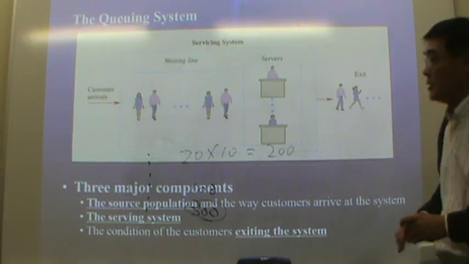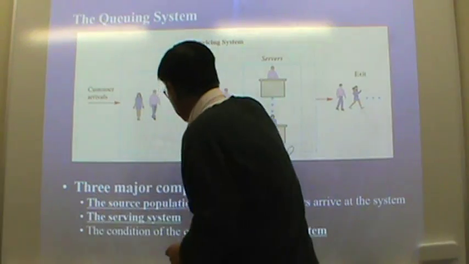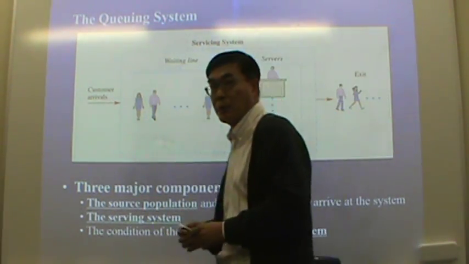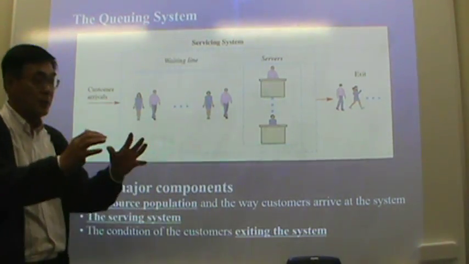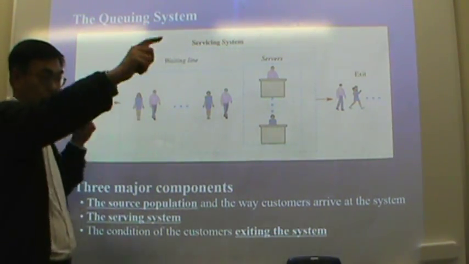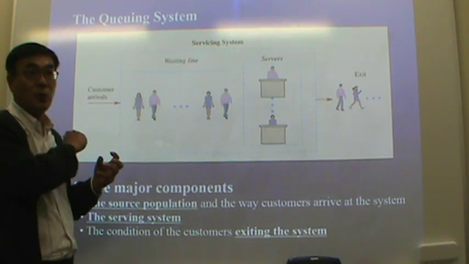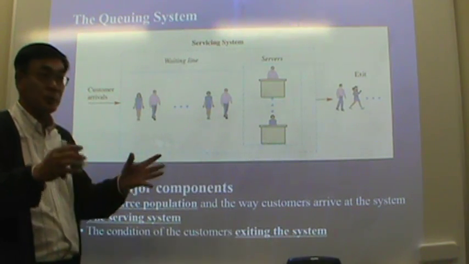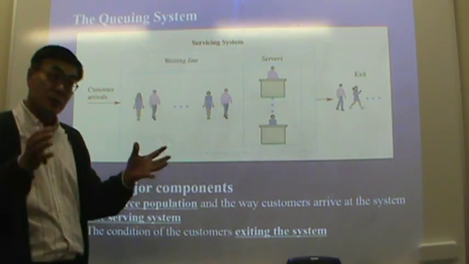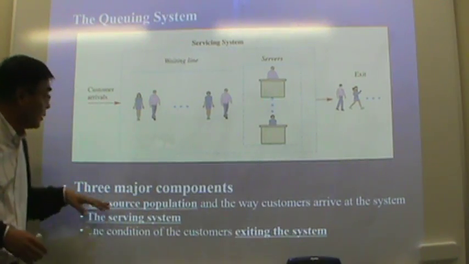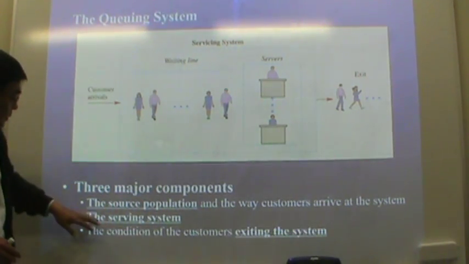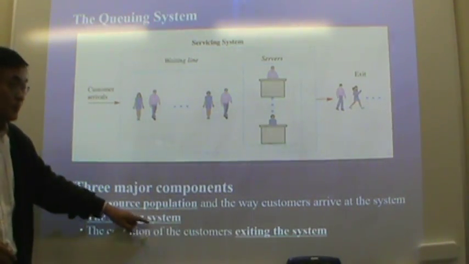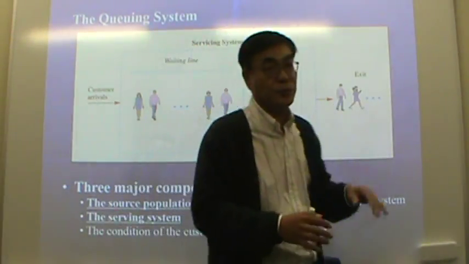A queuing system consists of 3 parts. The source of population, the customer. In a certain process, parts or work is the customer, right? For the store, the customer is the customer. Customer part, the system itself, the serving system, and then exit. There are 3 parts.